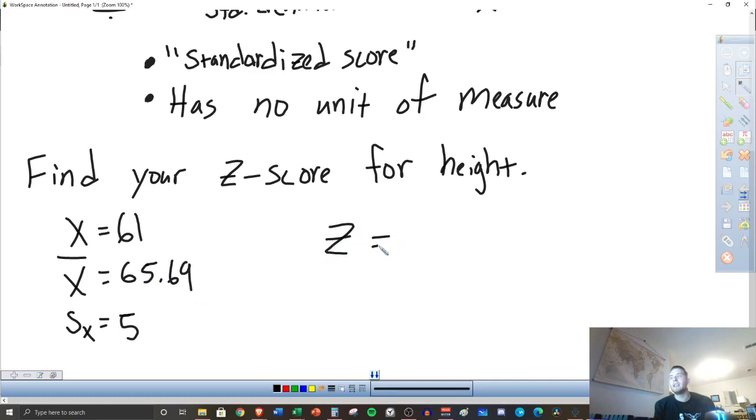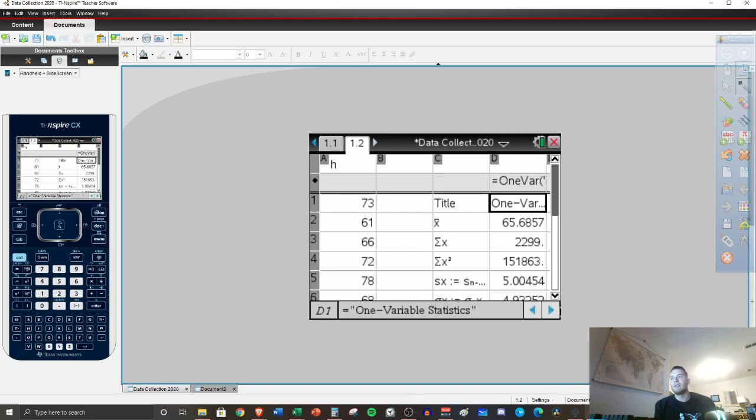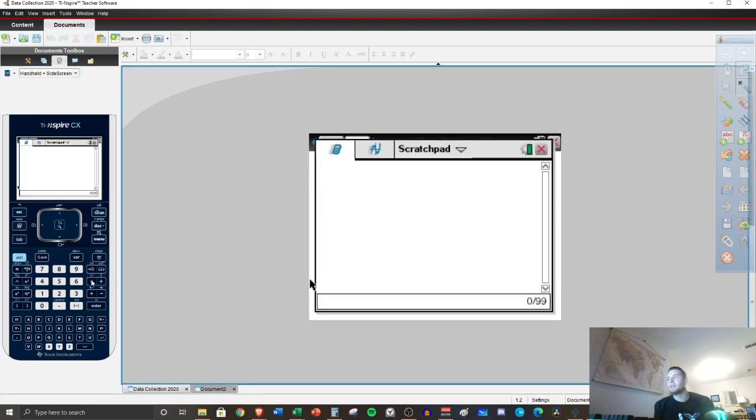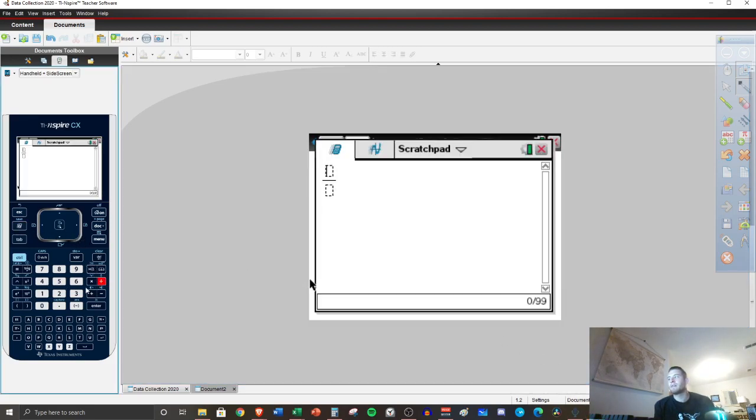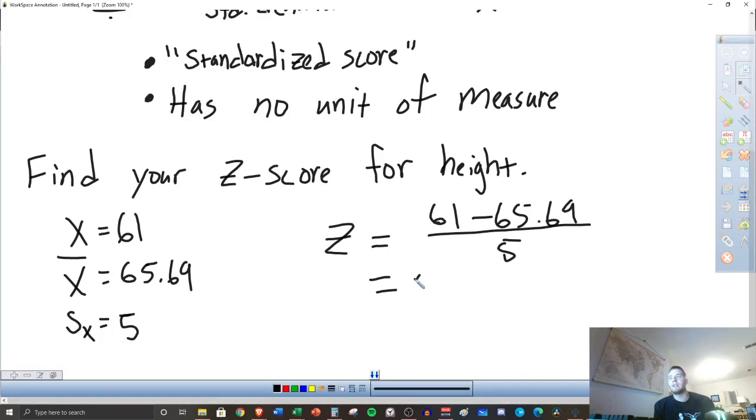Let's go ahead and do the z-score. So we say z is equal to 61 minus 65.69 over 5. Let's go ahead and calculate that. On your calculator, you can pull that up, and we can make a fraction. Control divide makes a fraction, so 61 minus 65.69 over 5. And we get negative, z-score is equal to negative 0.938. Okay, so negative 0.938.